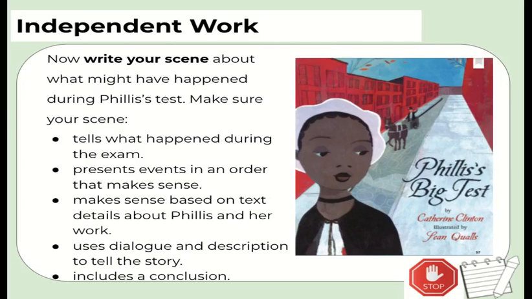Now it's time for independent work. You're going to write a scene about what might have happened during Phillis's test. Make sure your scene tells what happened during the exam, presents events in an order that makes sense based on text details about Phillis and her work, uses dialogue and description to tell the story, and includes a conclusion. Pause the video in order to complete this activity.